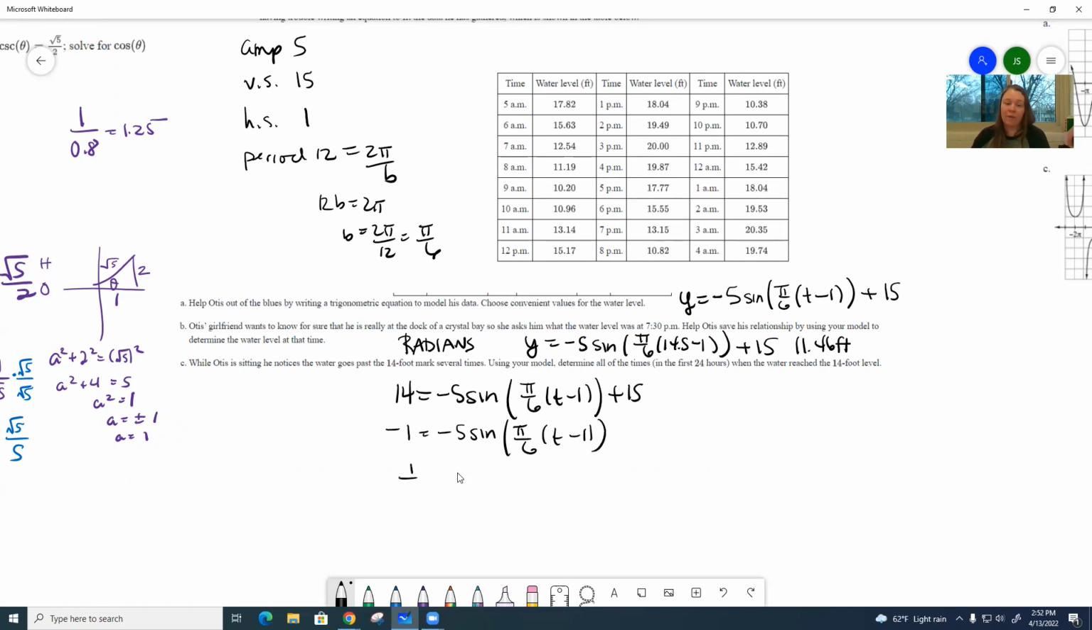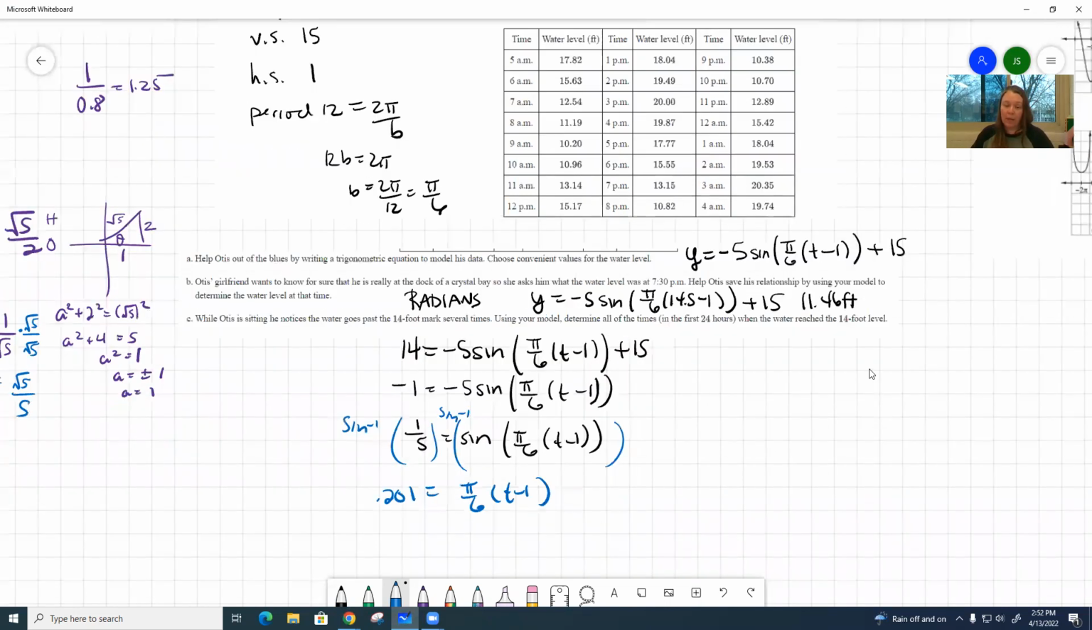I would divide by the 5, so I'd have 1/5. This looks like 11, but that's a parenthesis. I'm writing too fast. I would take the inverse sine of both sides. I'm just going to say I'm taking the inverse sine here and I'm taking the inverse sine here. And when you do that, I wrote this down. When you do that, you get 0.201 equals pi over 6 times t minus 1.